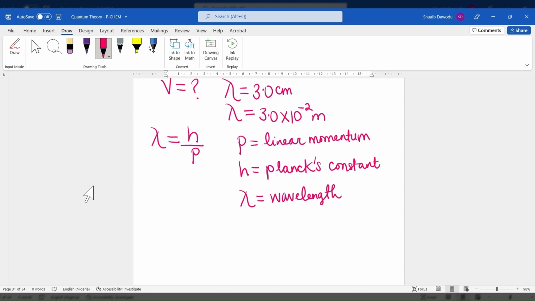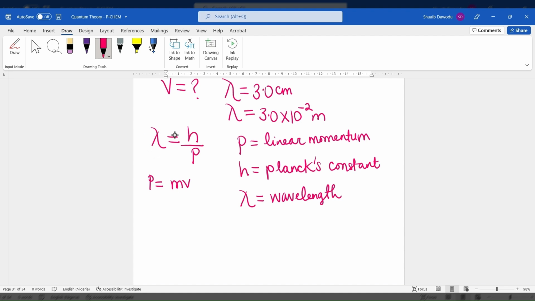So, how do we get to velocity when all we're given is the Planck's constant as well as the wavelength? Well, we have to remember that p, being linear momentum, is just basically what we've been taught in high school. If you did science in high school, you learned this in physics or even in early elementary physics in college. p, linear momentum, is just simply mass times velocity. So momentum, linear momentum, is simply mass times velocity.